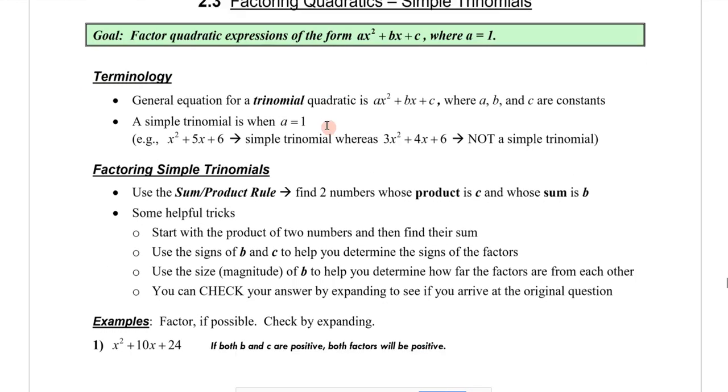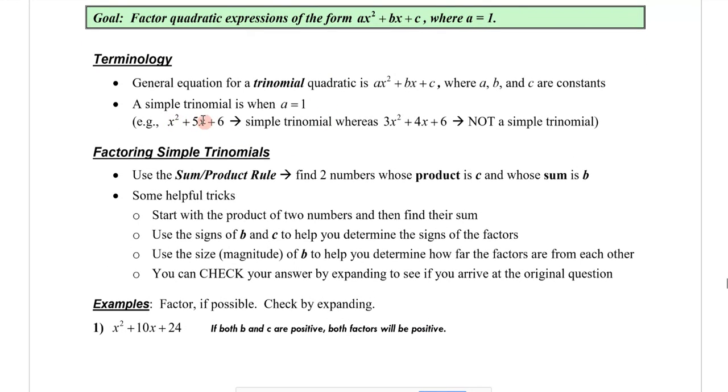Okay, so an example, x squared plus 5x plus 6, a is equal to 1. We don't have to write the 1, it's just an invisible 1 in front of that x squared, and that's a simple trinomial. Something that's not a simple trinomial would be this, 3x squared plus 4x plus 6. It doesn't matter what the 4x plus 6 is, but what matters is that a is not equal to 1, it's equal to 3, and that's a complex trinomial, and we're going to be studying complex trinomials later on.